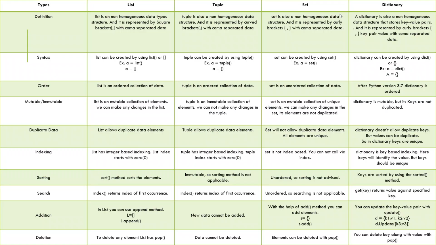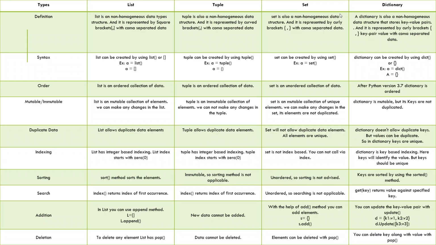Today we will learn about collection data types and their differences. Collection data types in Python are nothing but list, tuple, set and dictionary. The main definition of these is that they are non-homogeneous data type structures, meaning all four accept integer values, string values, and float values as elements in their data.